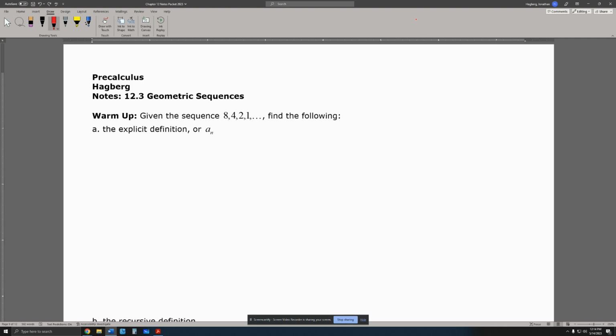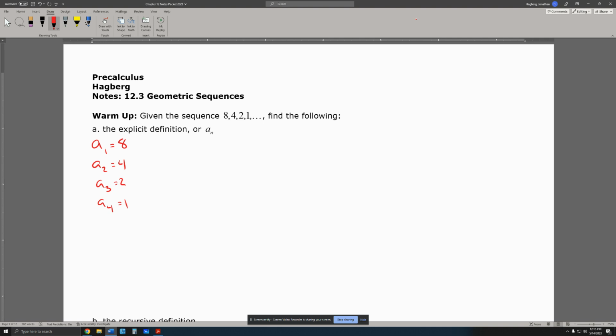So to start, I'm going to just list some of these terms. I know that the first term, A1, is equal to 8. The second term, A2, is equal to 4. A3 is 2. And A4 is 1. So I notice that this is not an arithmetic sequence.